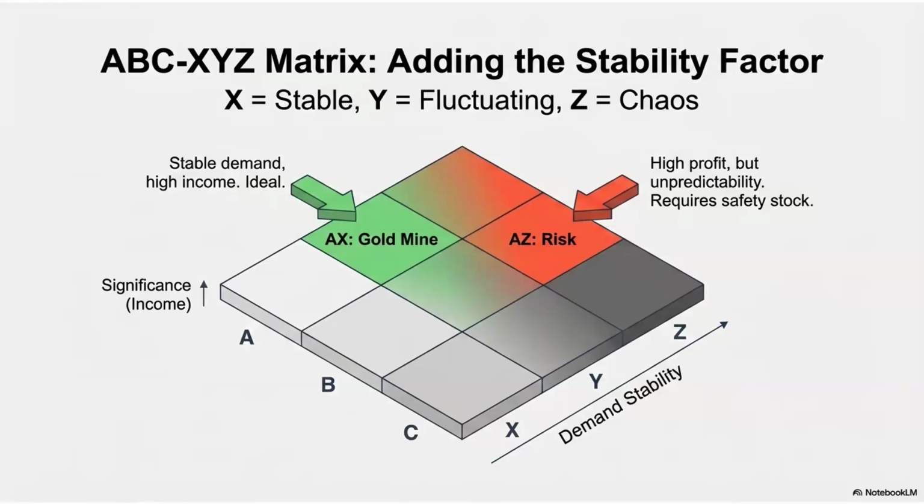In contrast, the AZ group represents a high-risk zone. These are items that bring significant profit, but their appearance in customer orders is a complete surprise. It is this category that requires special attention from the logistician and the creation of significant safety stocks, as a forecasting error here costs the company too much.